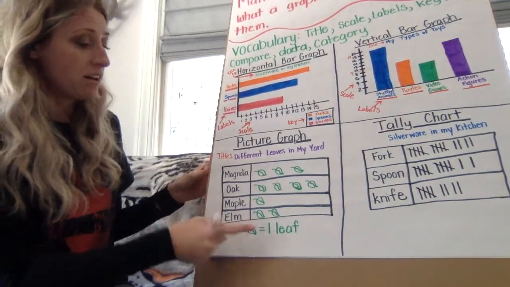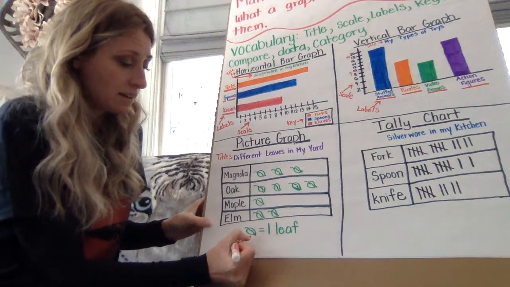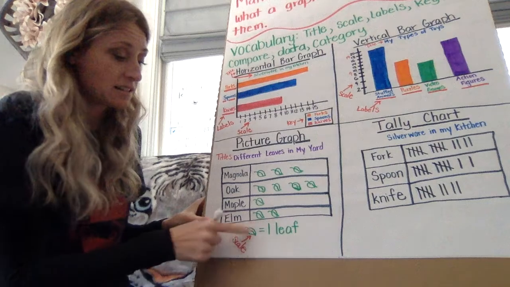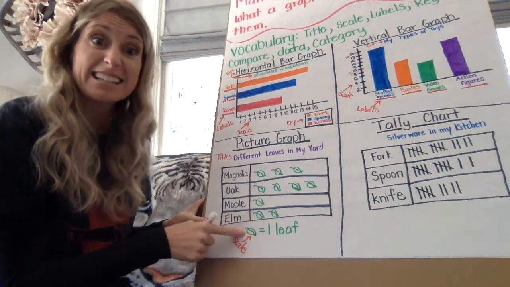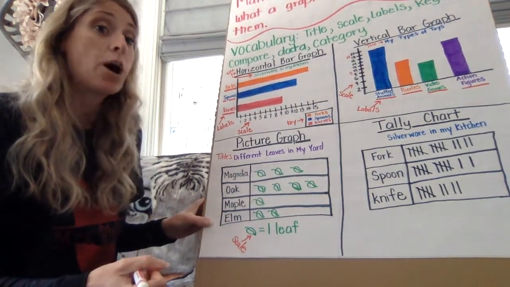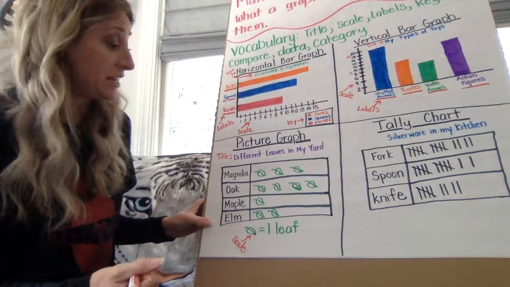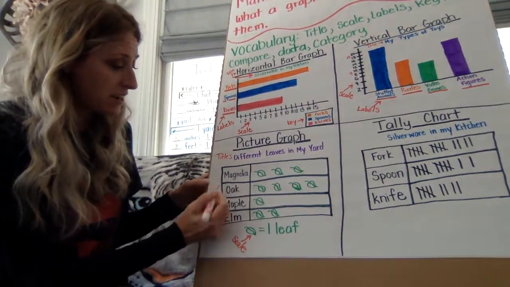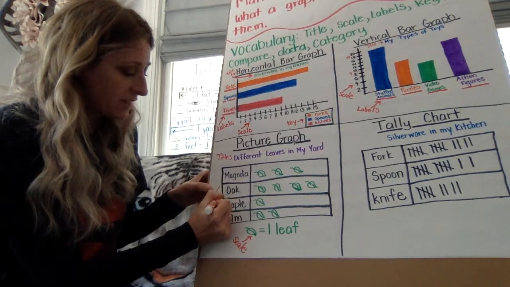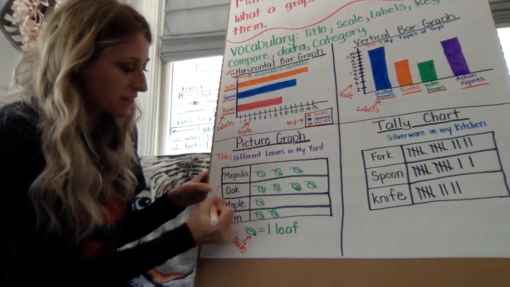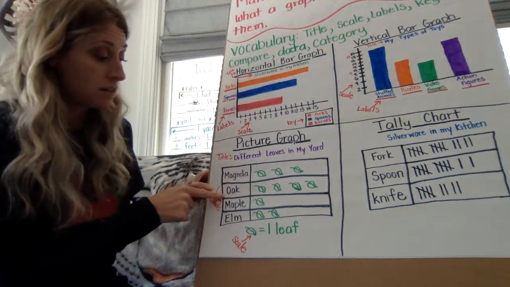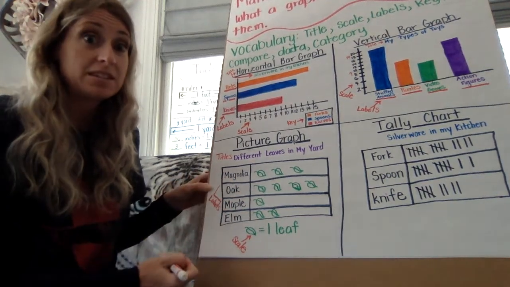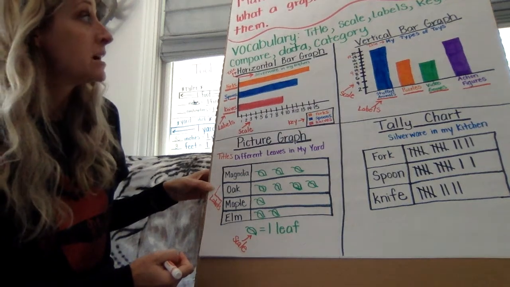The scale is different in the picture graph. It is the picture of a leaf. That is the scale. That's what's telling us how many we have of each. The labels are right here, and the labels are showing us the categories: magnolia, oak, maple, and elm. Those are the different leaves that we're comparing.